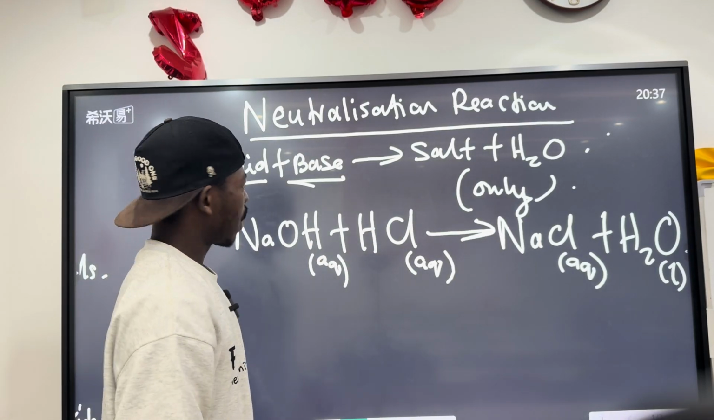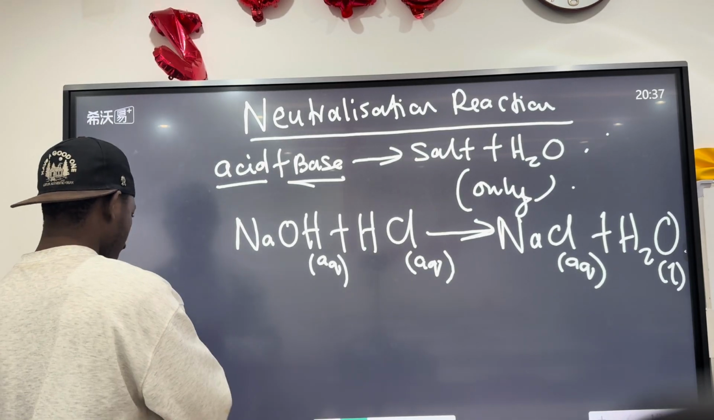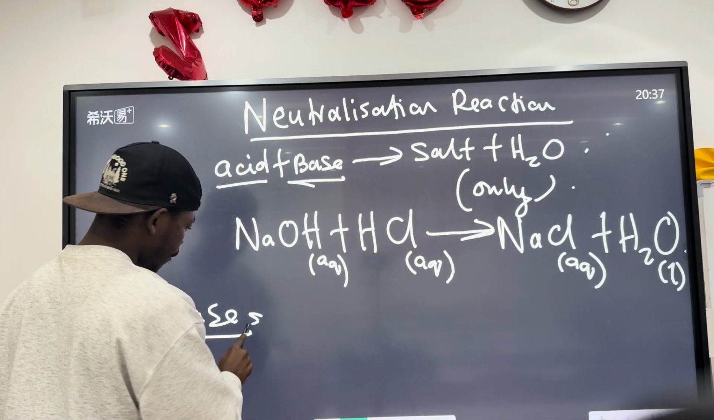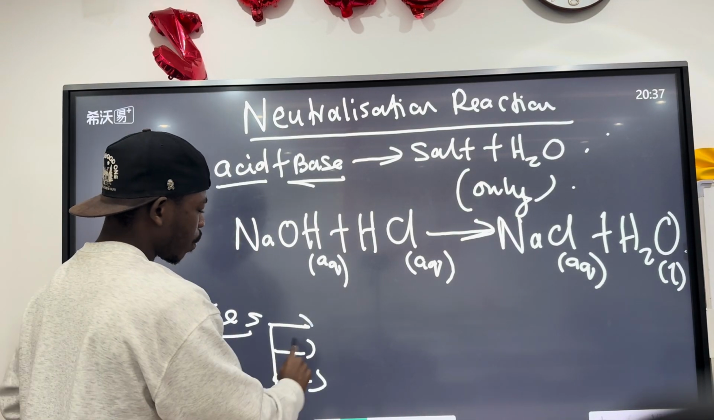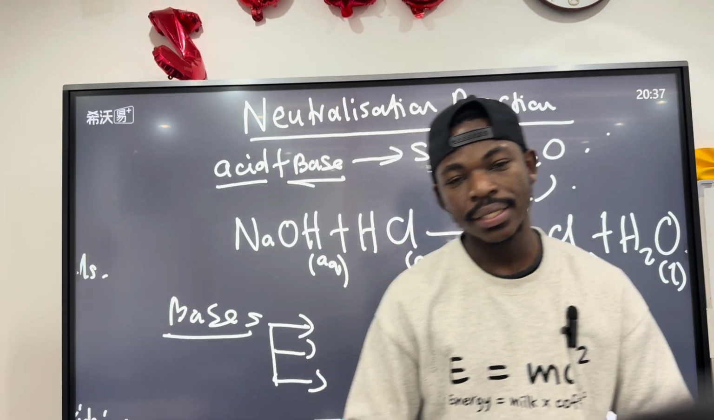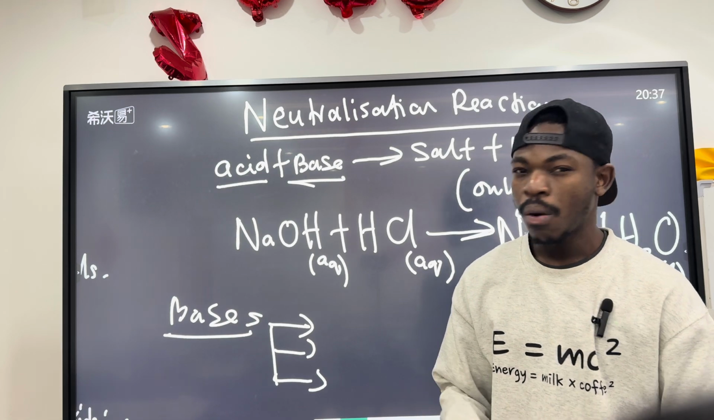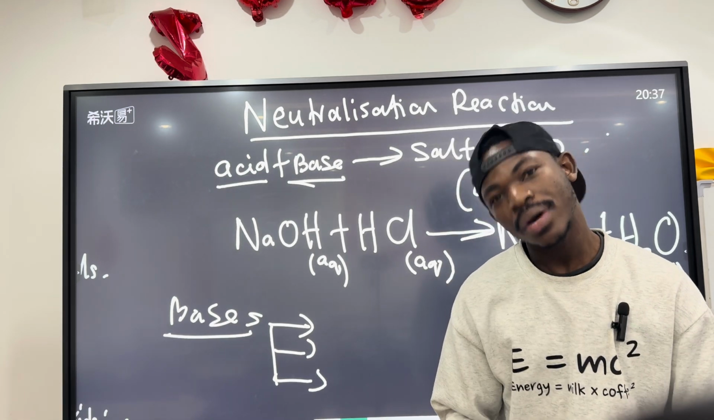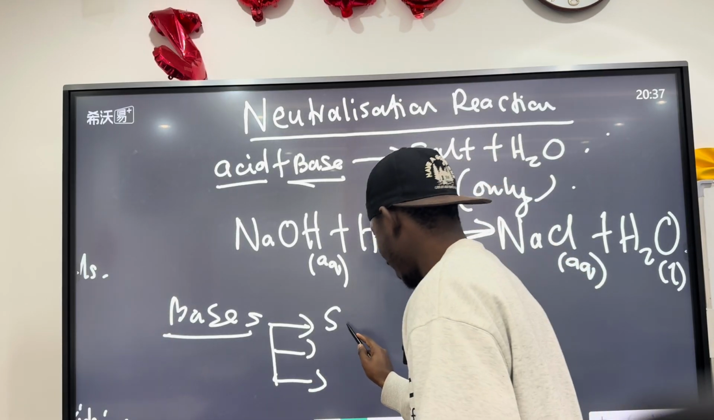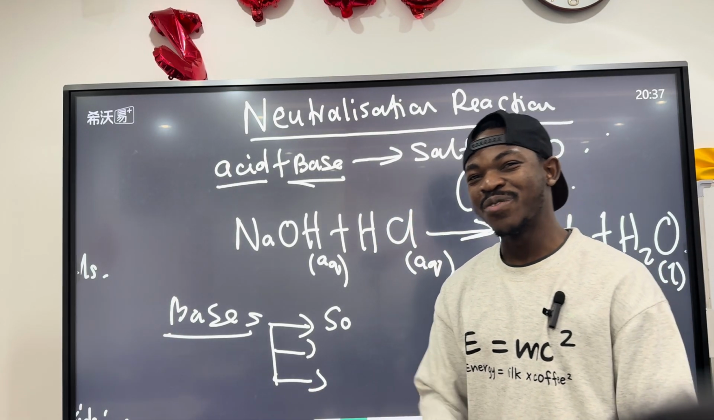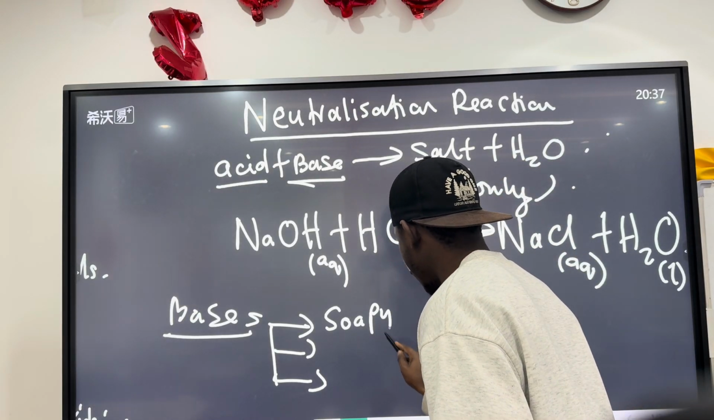Okay. Now, I think I also forgot to mention something about bases, the alkalis. Just like acids, we said acids have a sour taste, they are very corrosive, and they have a pH less than 7. What about bases? These ones do not have a sour taste. They actually have a soapy taste, like soap. If you've tasted soap before, then you know how a base tastes. So they have a soapy taste.